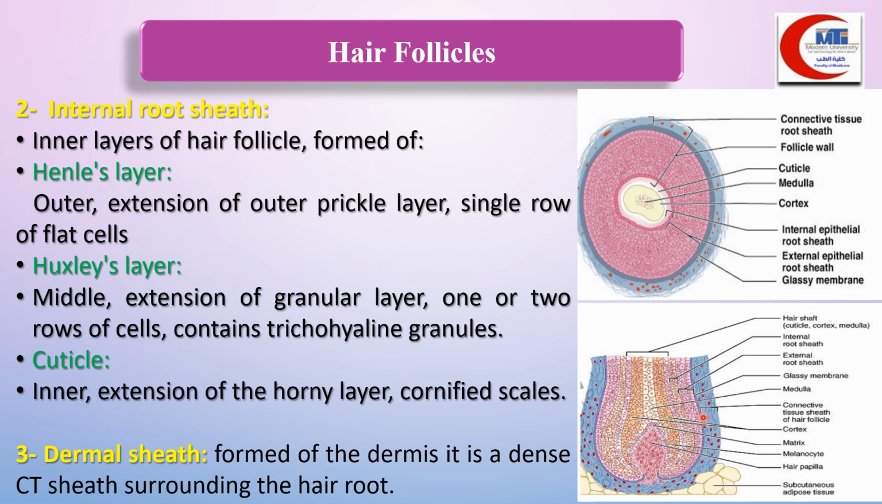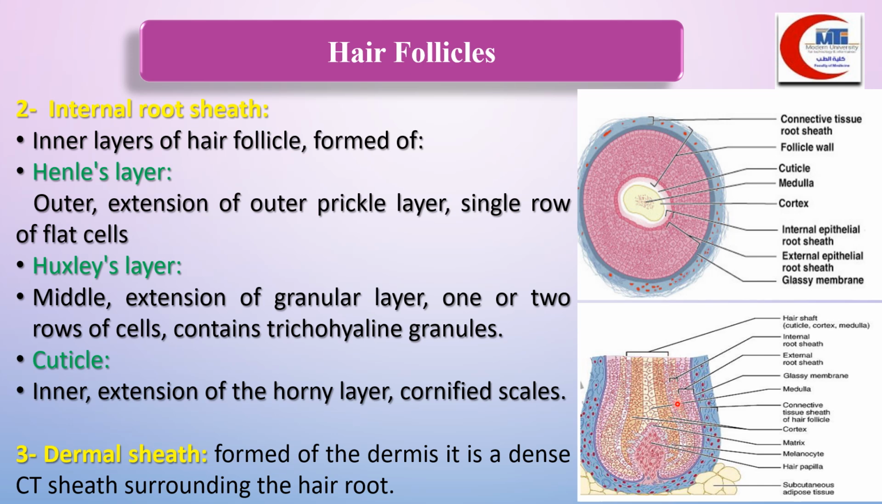Okay, let's know the structure of the internal root sheath. It is the innermost layer of the hair follicle, and it is formed of three parts or three layers. The outer part, which is under the external root sheath, is called Henle's layer. Henle's layer is an extension of the outer epithelial layer and is formed of a single row of flat cells.